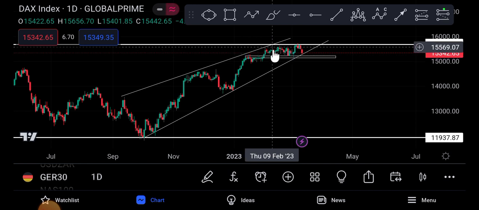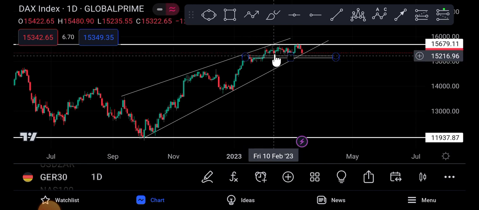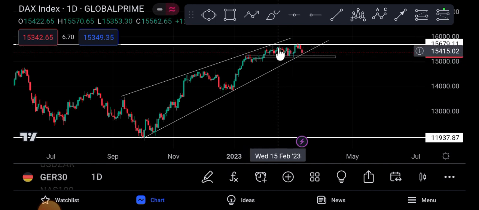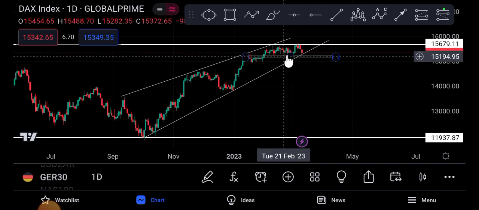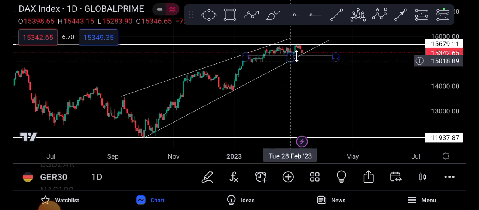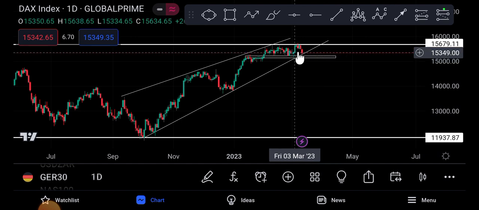We went back up, and then it came back and tested again, and then it went and created another high right here, and then it came and retested again to this level. So you can really see that this level is very strong, guys, right, guys?